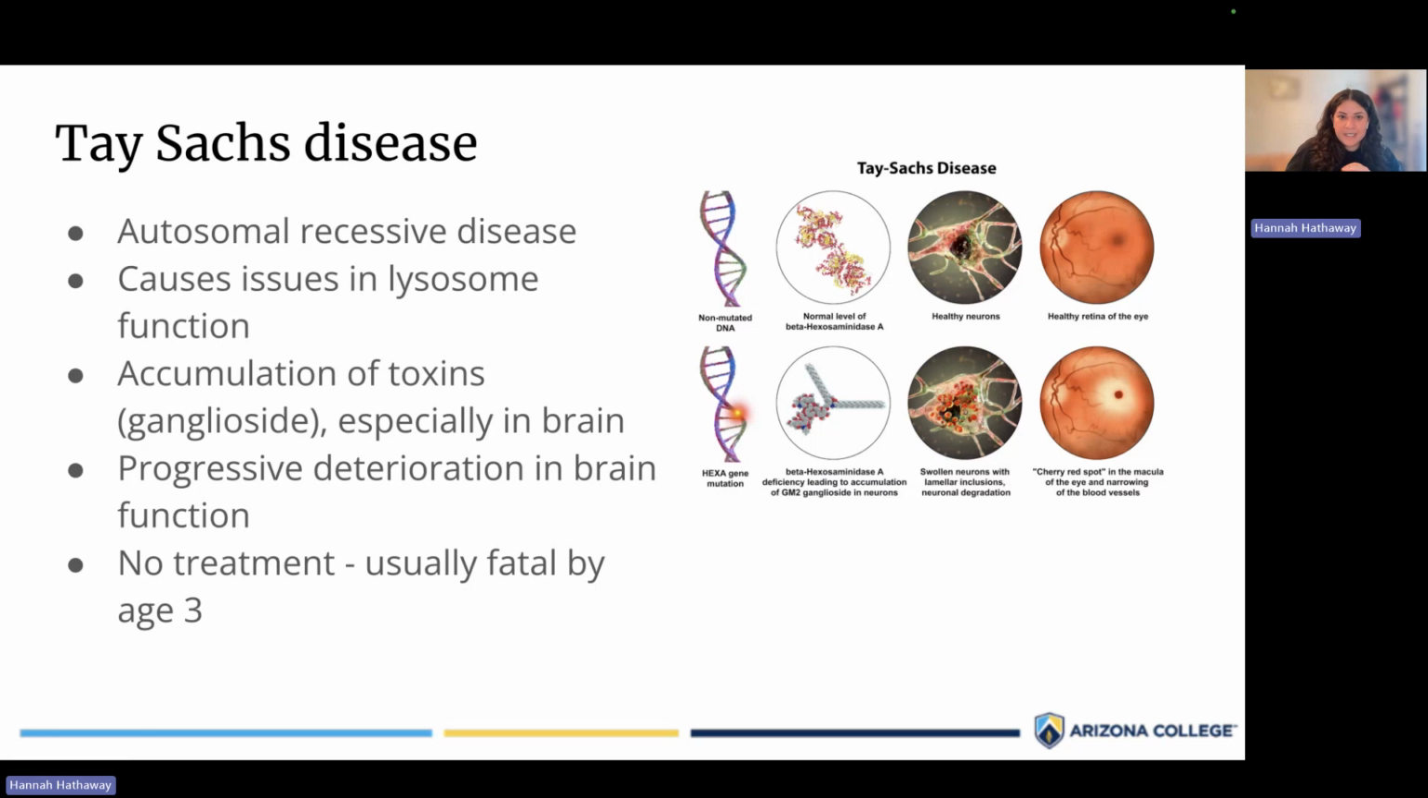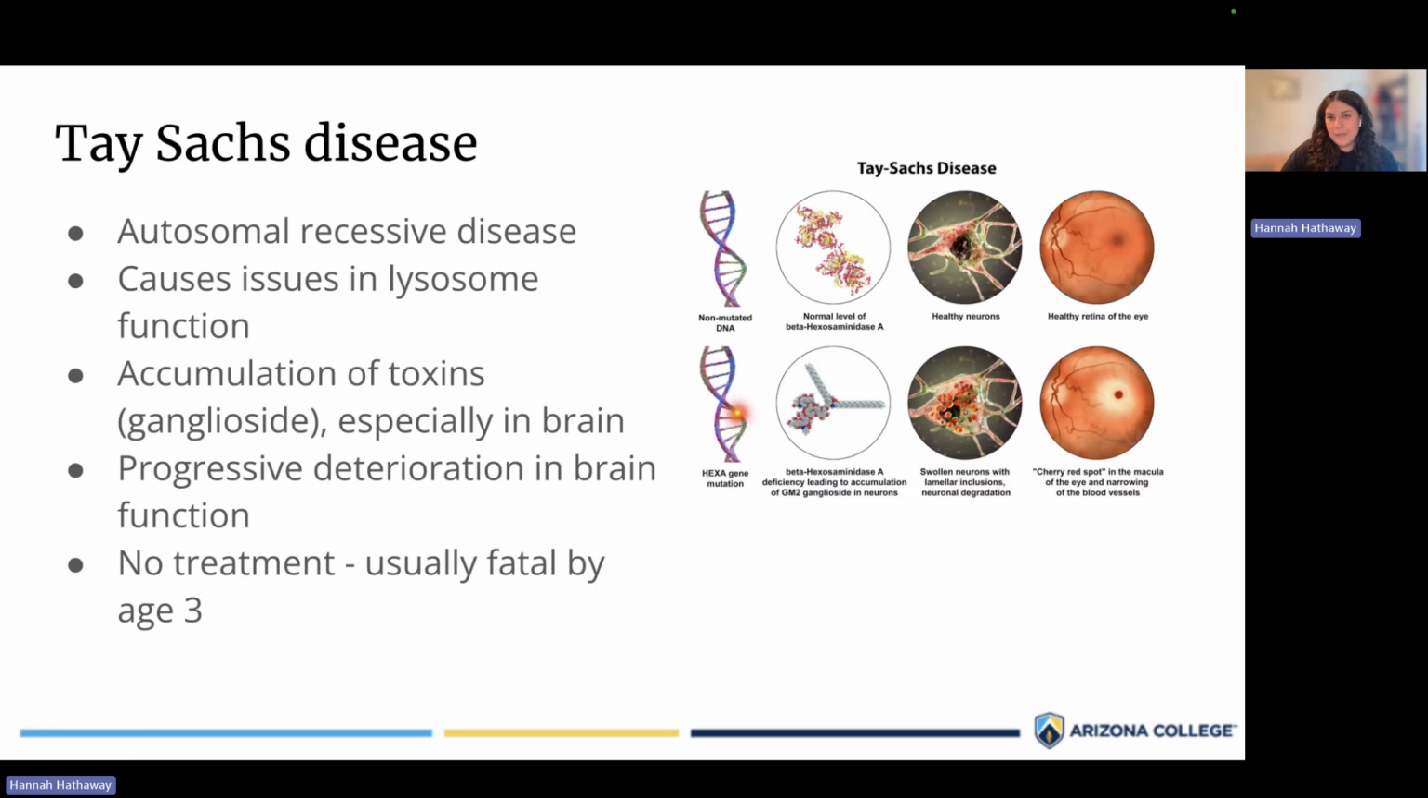So with Tay-Sachs, the mutated allele causes an issue in the lysosomes within cells. The lysosomes essentially stop working. And lysosomes, remember, are like the recycling bin of the cell. They break down waste. So if you don't have the recycling bins, if you don't have a way to break down waste, then waste is going to accumulate in the cell, and that's going to cause damage to the cell.